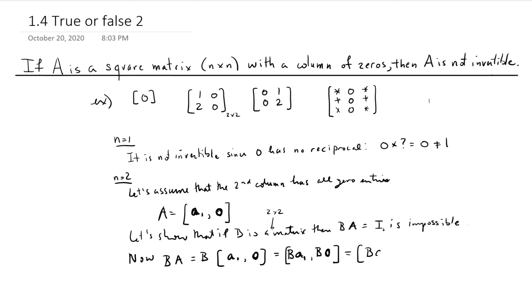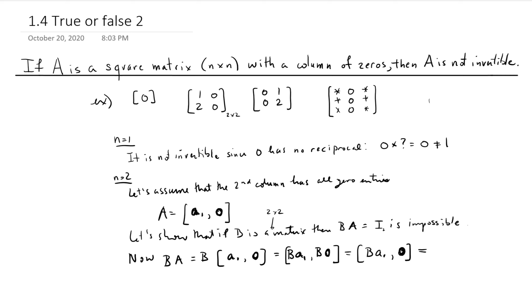So this is BA1, some column with potentially zeros or non-zeros, who cares? But the B times 0, right? So imagine B is, I don't know, let's say 1, 2, 3, 4. You multiply that by 0, 0. Clearly you're going to get 0 again, okay? And that's independent of what B is. So if B has any numbers here, you're clearly going to get 0. So this is all zeros, okay?